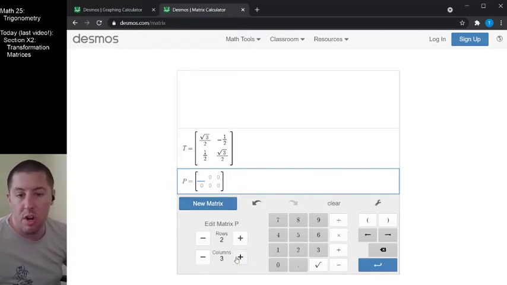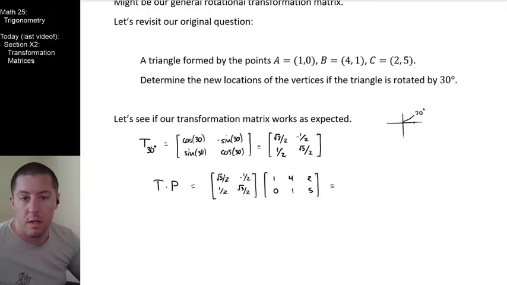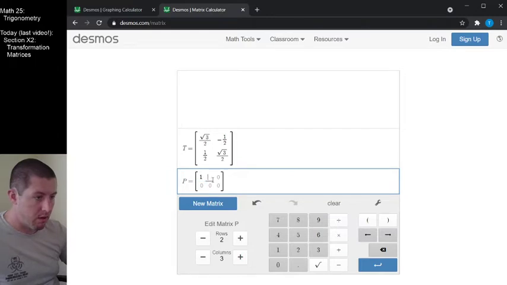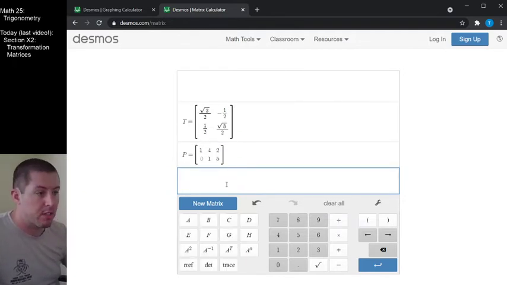I need to give it an extra column there so that we can get all of our points in there. Let's go remind ourselves what our points were. 1, 0, 4, 1, 2, 5. So I'm looking at 1, 1, 0, 4, 1, 2, 5. All right, there's our P matrix right there.